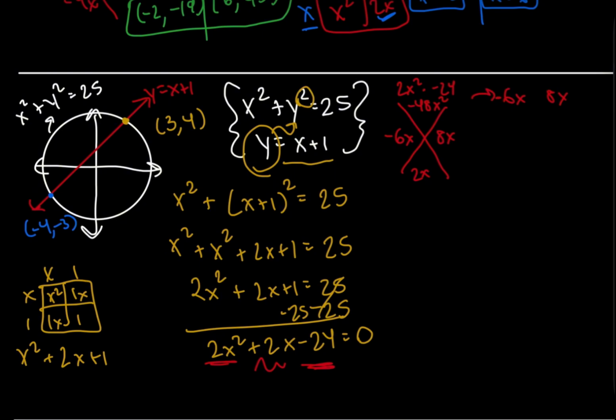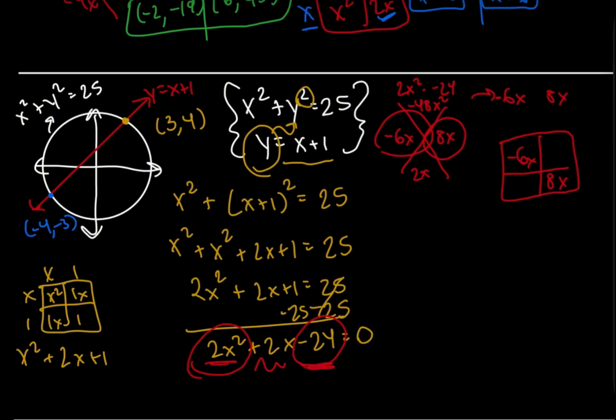Now that I have that, I'm going to put this into our box. So in the first box, we're going to put negative 6x. And in the box right across, we're going to put 8x. Now we're going to go back to our original numbers, our a and c terms. So that's 2x squared and negative 24. So now we just have to factor it.